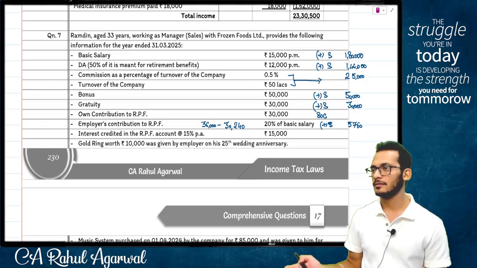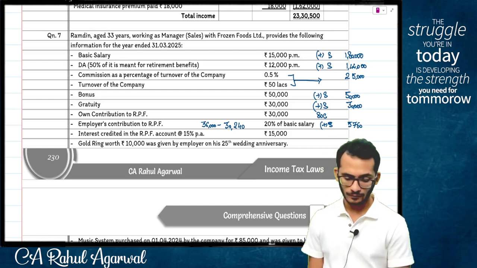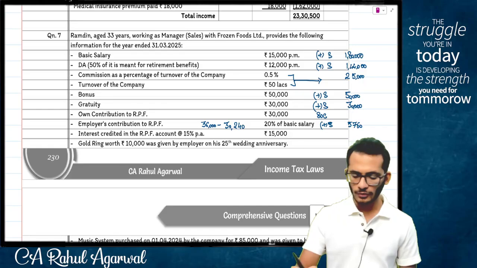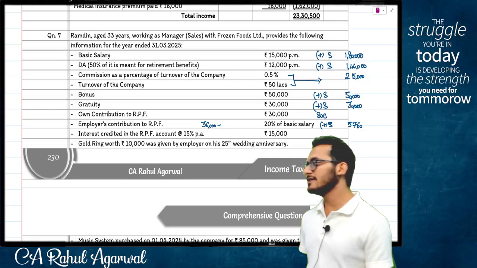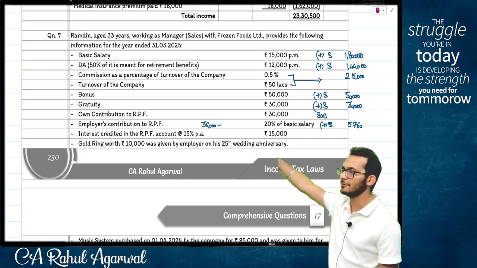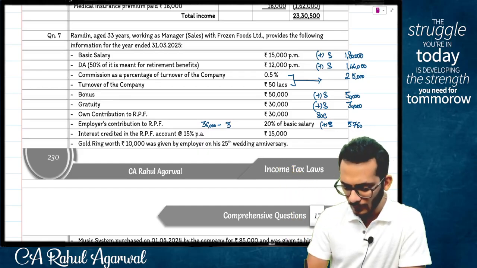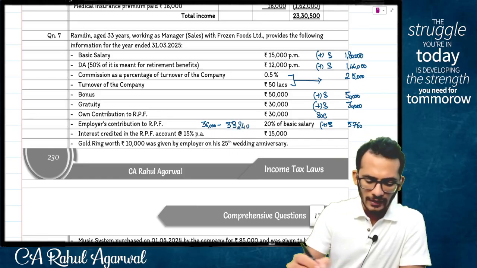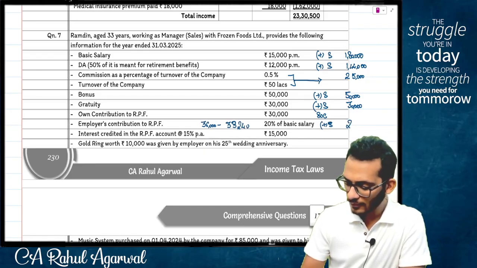चेक करो, मेरे को नहीं पता. Oh yeah, you have turnover commission also, people. Sorry. It's basic plus DA forming part plus turnover commission, people. So it is 1,80,000 plus 72,000 plus 25,000, 2,77,000. You have 33,240, giving you a taxable amount of. वही मैं सोच रहा था, नंबर मैच नहीं हो रहा था.